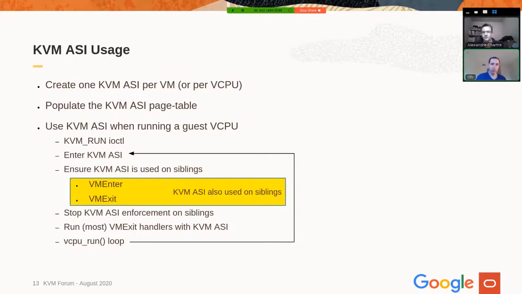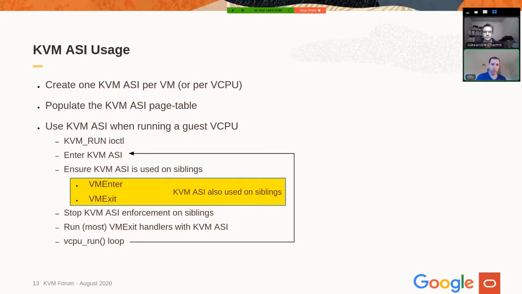And you enter in KVM the vCPU run loop. And during that loop, we'll enter the KVM ASI. And right before entering the VM, we need to ensure that the sibling CPUs are also running with the KVM ASI. This is where we want to ensure that the VM we are going to run is secure and it's not going to steal our data. So this is where we'll have some synchronization to do.